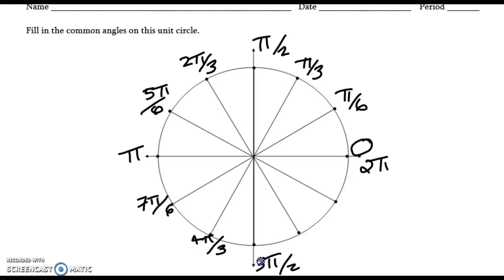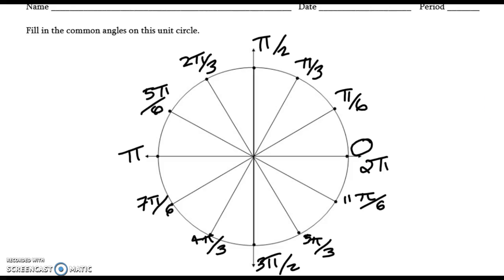This one is 9 pi over 6, aka 3 pi over 2. 10 pi over 6, which is 5 pi over 3. And this one is 11 pi over 6, which cannot be simplified either. And 12 pi over 6 corresponds to 2 pi. So hopefully that was helpful.